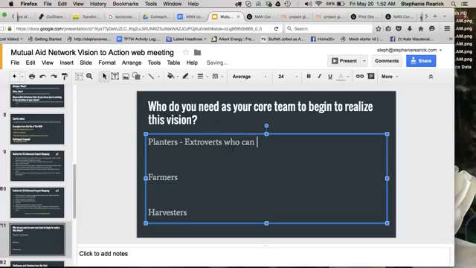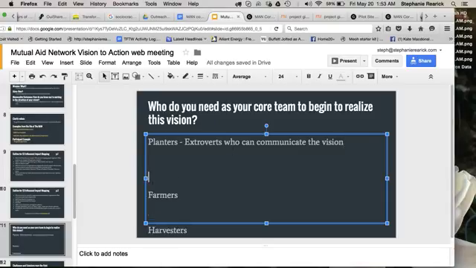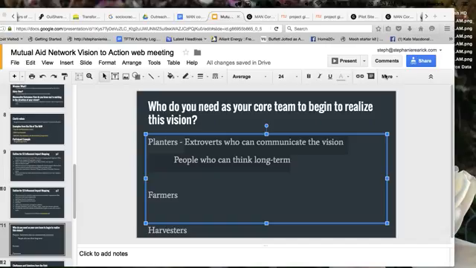I think also people who can think over a long term, even if they can't envision themselves being there for a long term, just being able to think about what the long-term vision is. Yes. Definitely. Anyone else? I was thinking, this is Patricia, somebody who has credibility and already has influence and who shares the values.